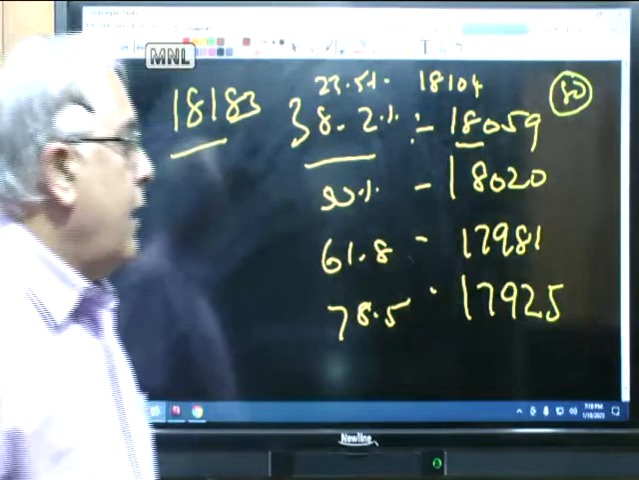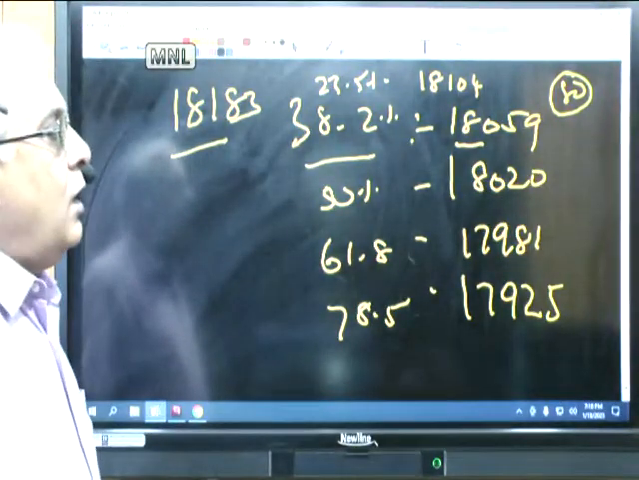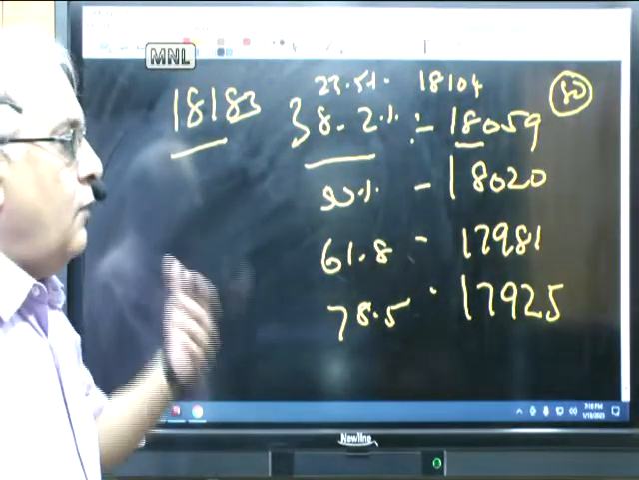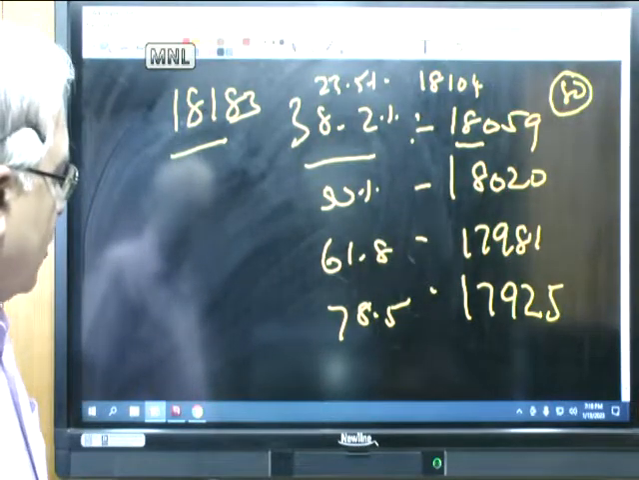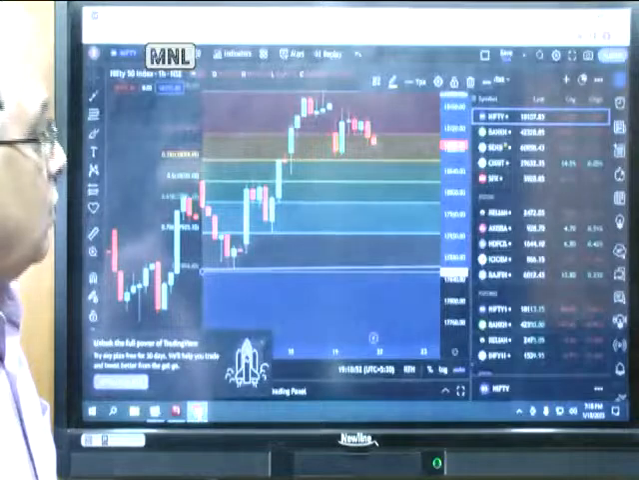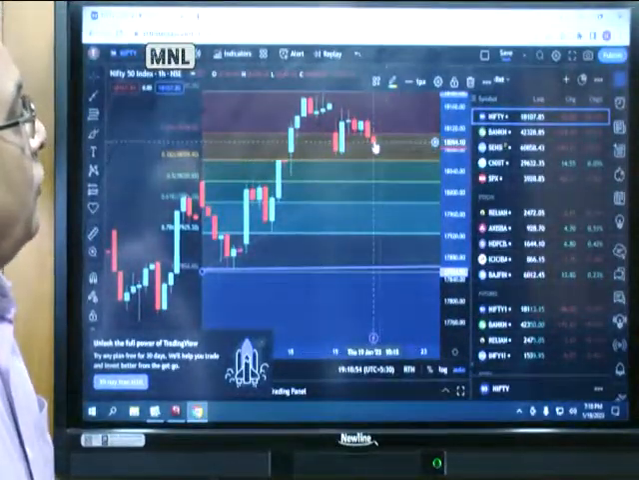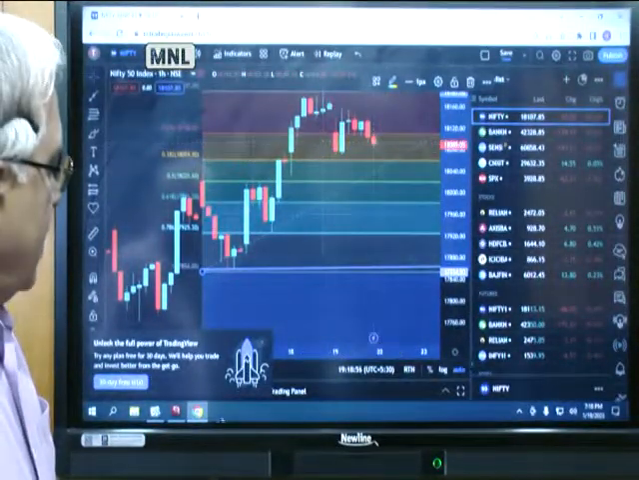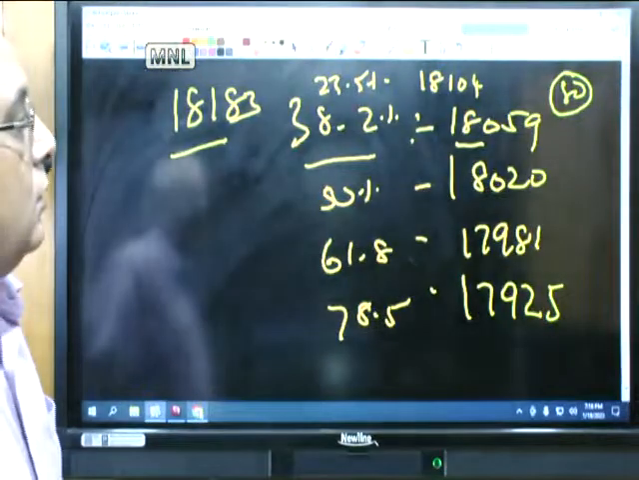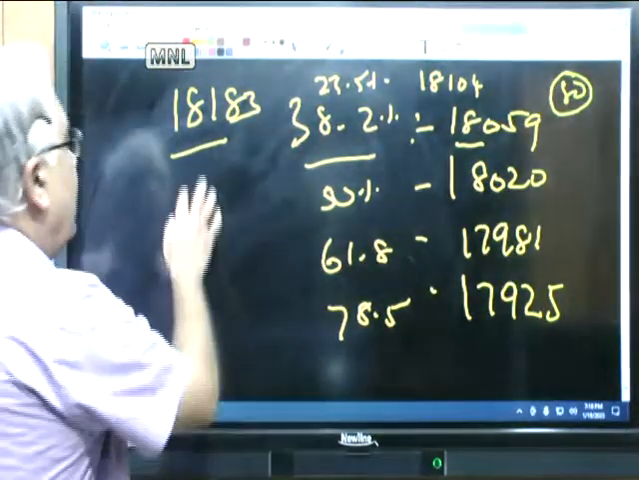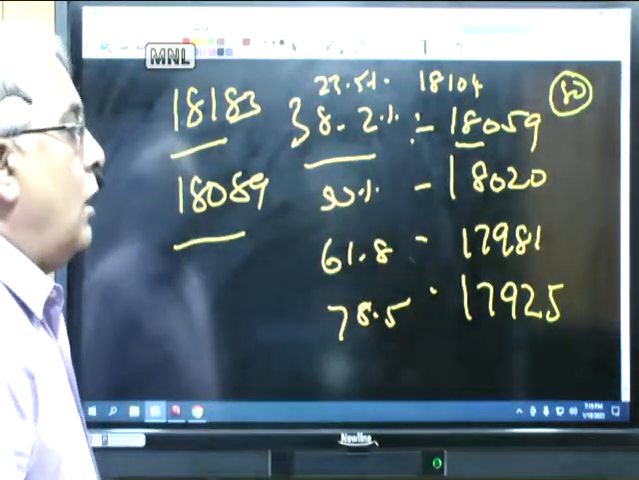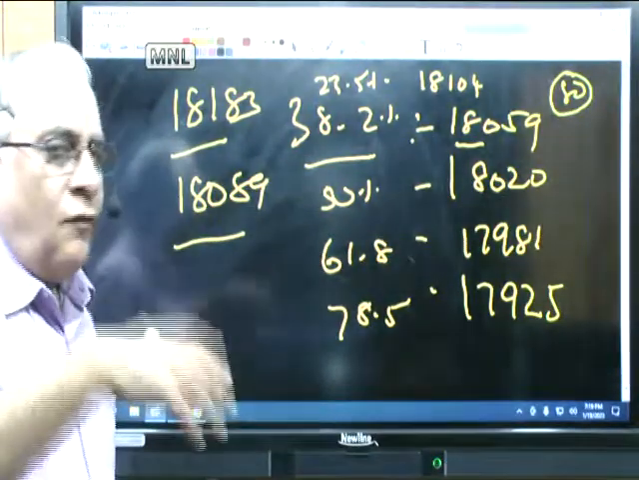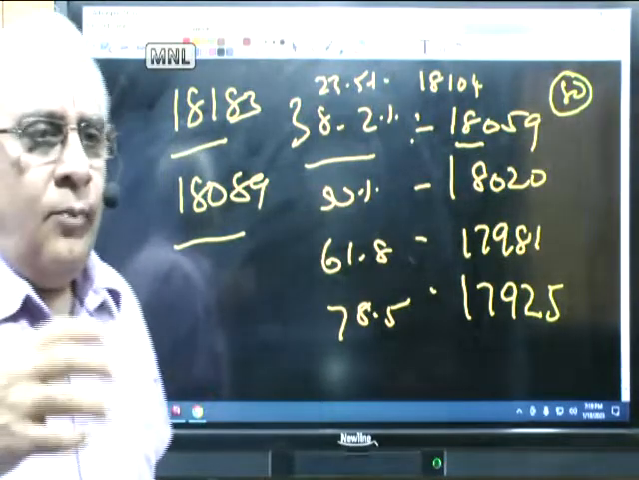Now let us say at any point of time you want to buy tomorrow. Today, let us look at the close. Today's close is 18,089. So now tomorrow, let us say there is a fall immediately on opening.